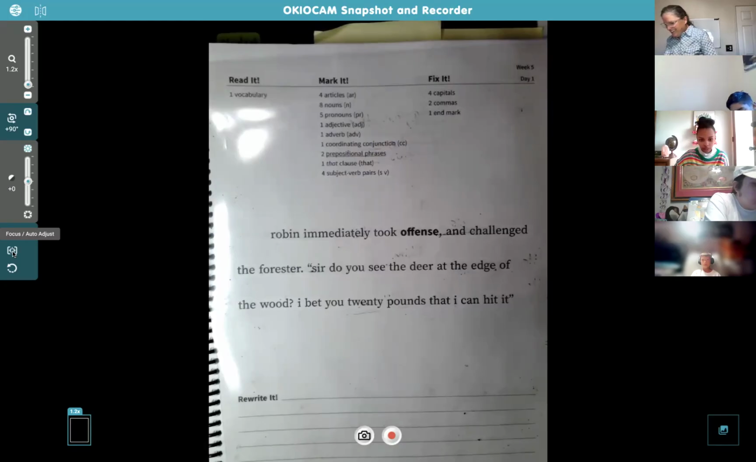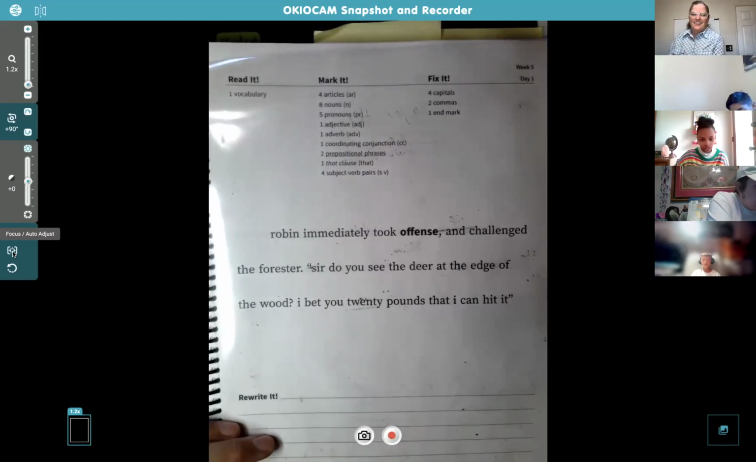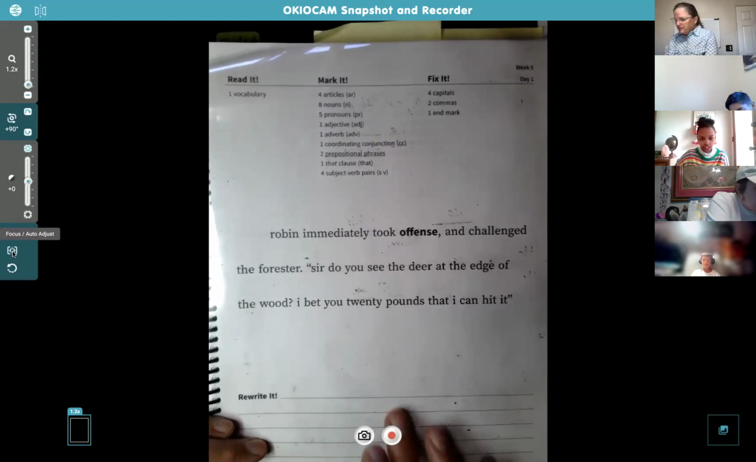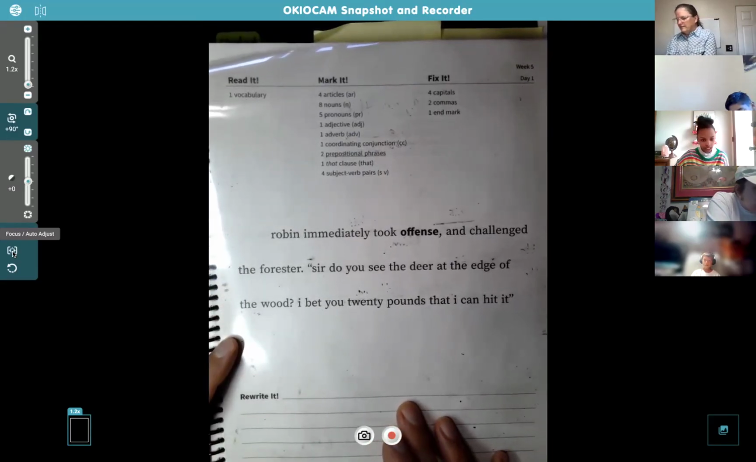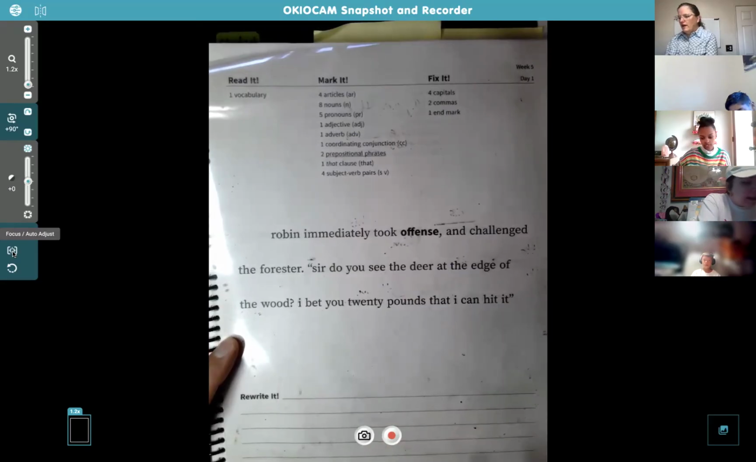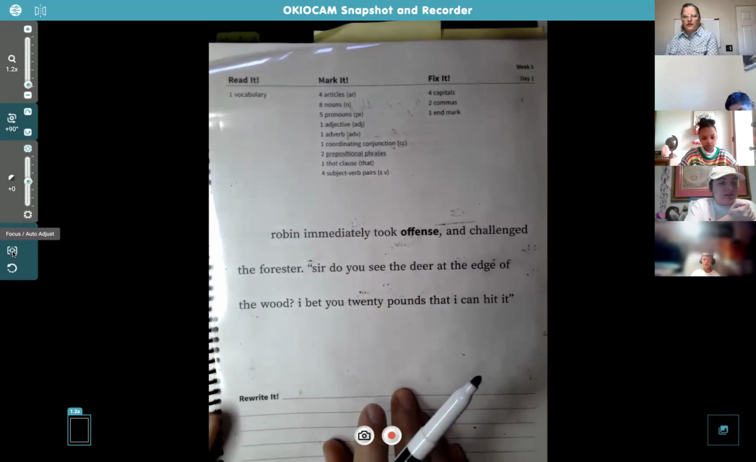Robin immediately took offense and challenged the forester. Sir, do you see the deer at the edge of the wood? I bet you 20 pounds that I can hit it.